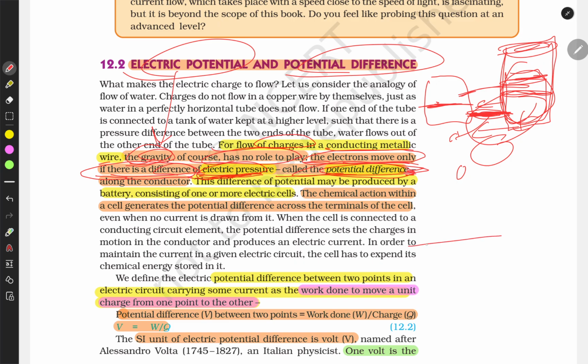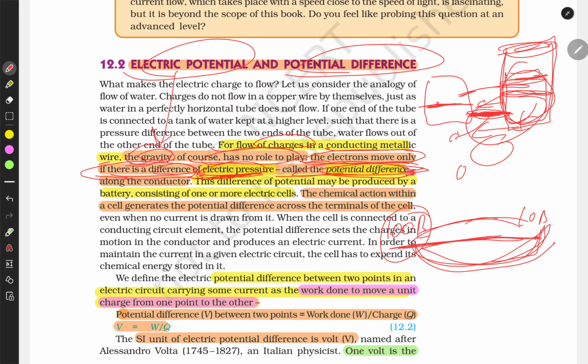Suppose this is a wire, and here is a current. Suppose here are like 100 billion electrons, and here are only 10 billion electrons. So a charge potential difference is there. So what will happen? Electrons will move from the 100 billion electrons towards the 10 billion electrons.